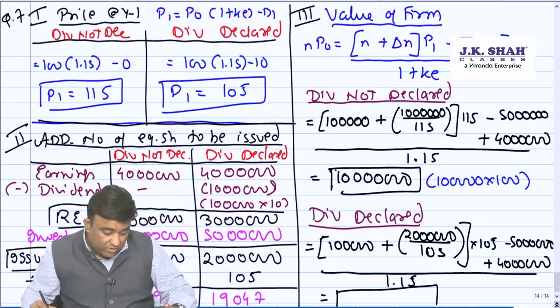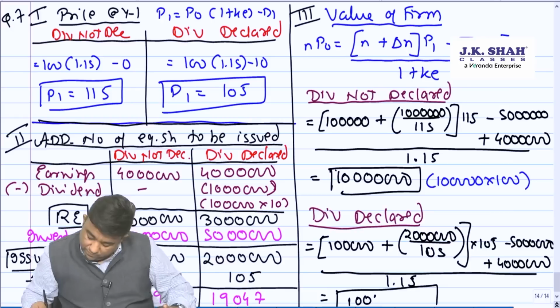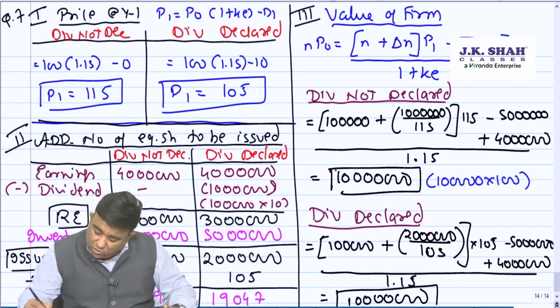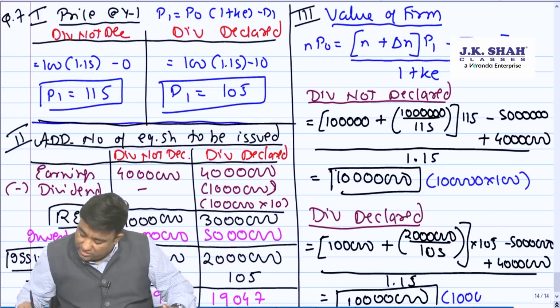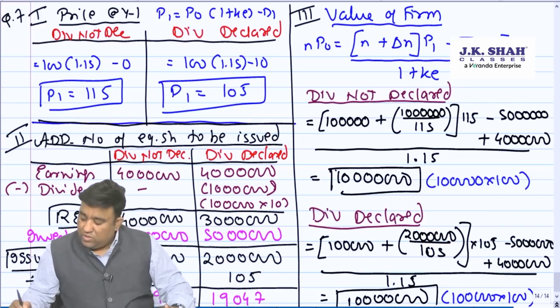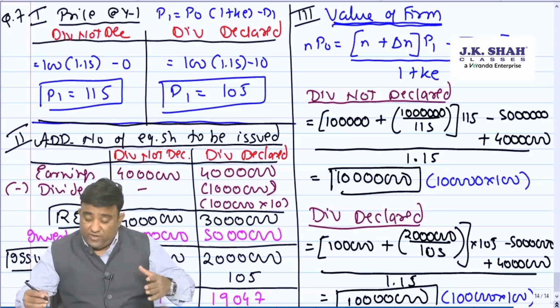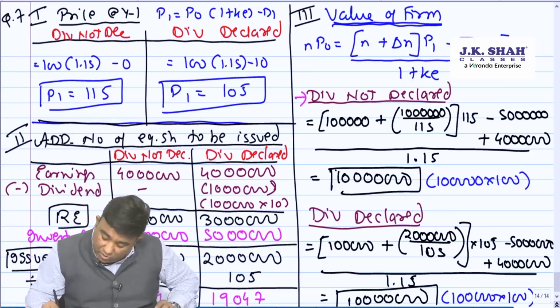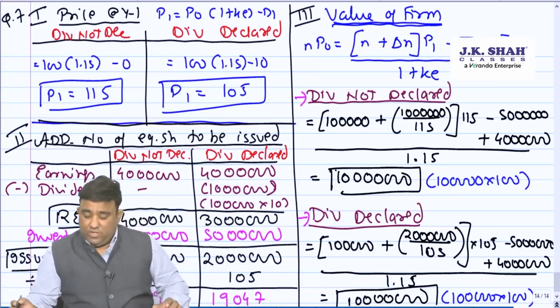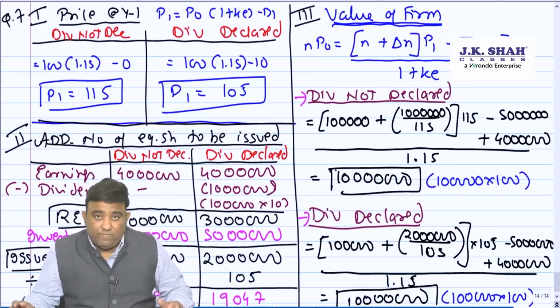Yes, it has to be 1 crore, which was bound to be 1 crore, that is 1 lakh shares of 100 each. So student, obviously the value of the firm is not going to make any difference whether the dividend is declared or not declared. This is the way you need to present it. Clear everyone? Perfect. That is all about question number 7.